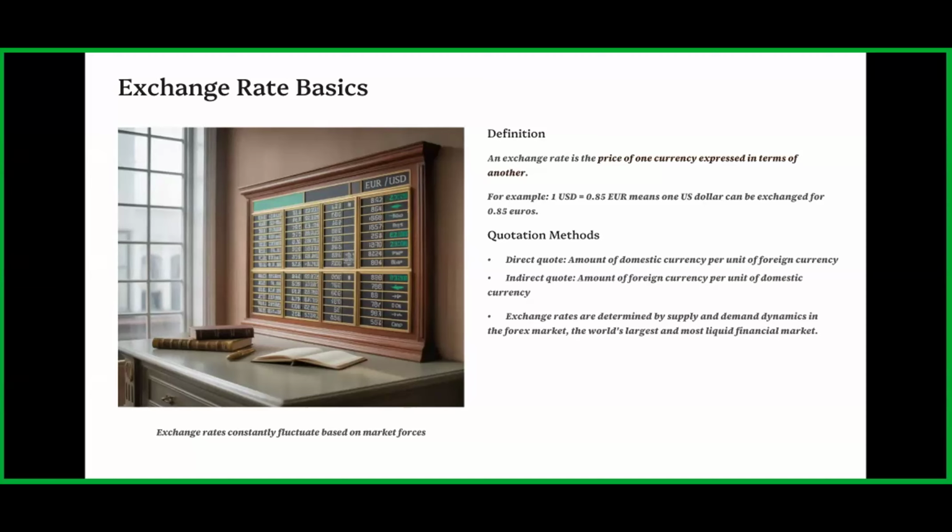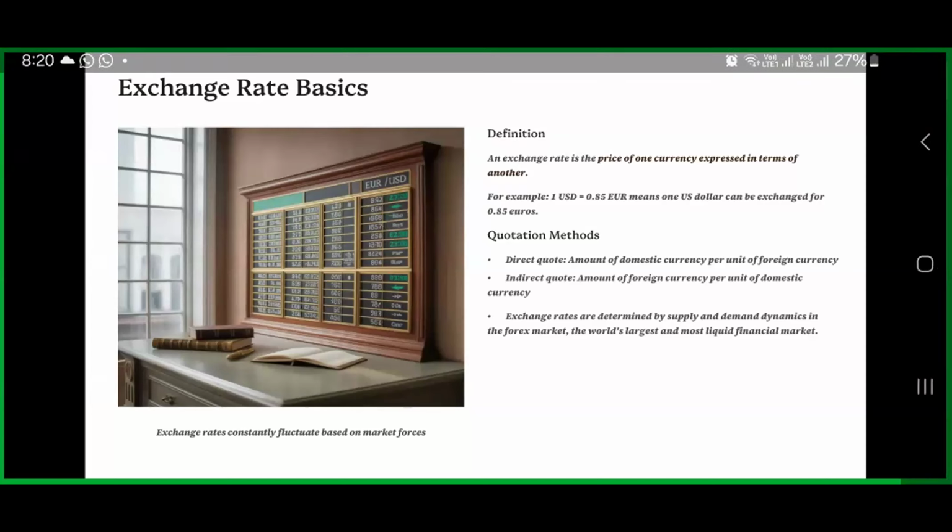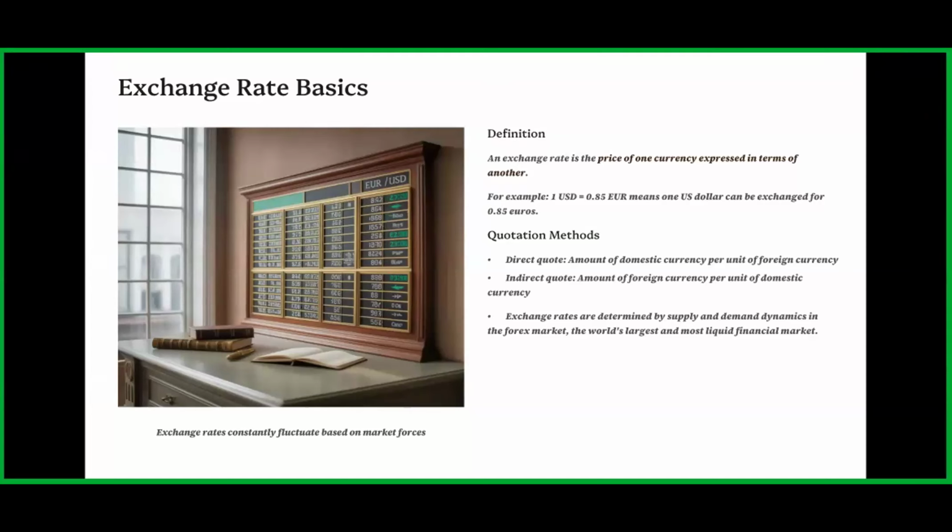Same like that, whenever the demand for any currency on the international market is higher, automatically its value at the international level is high. As per this criteria, the exchange rate decides the value of one currency. The exchange rates are determined by the supply and demand dynamics in the forex market, the world's largest and most liquid financial market.